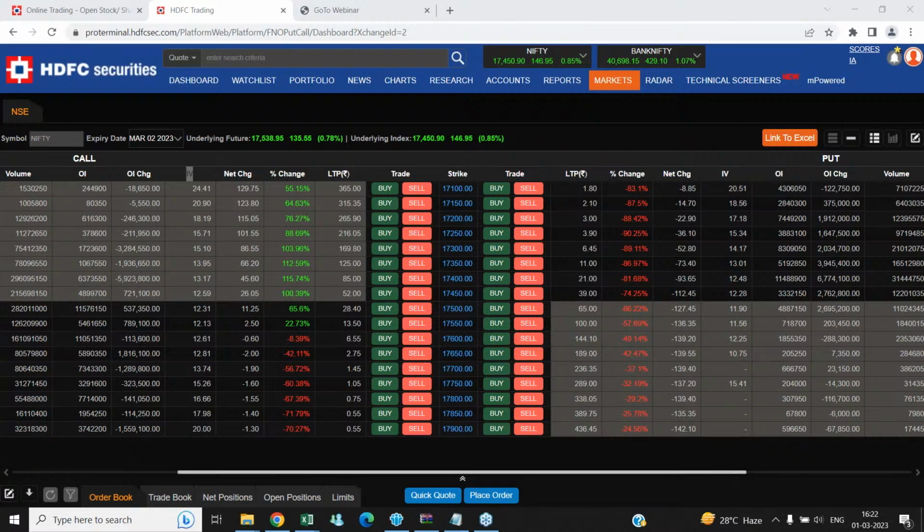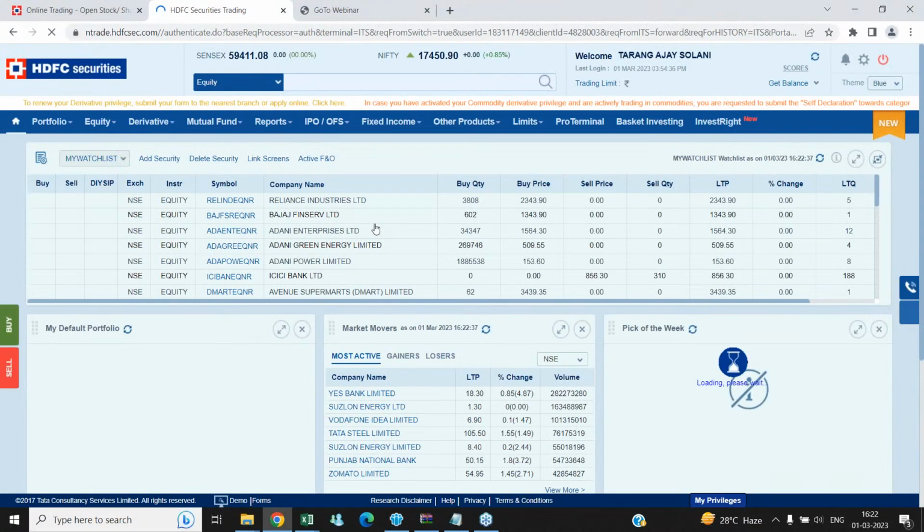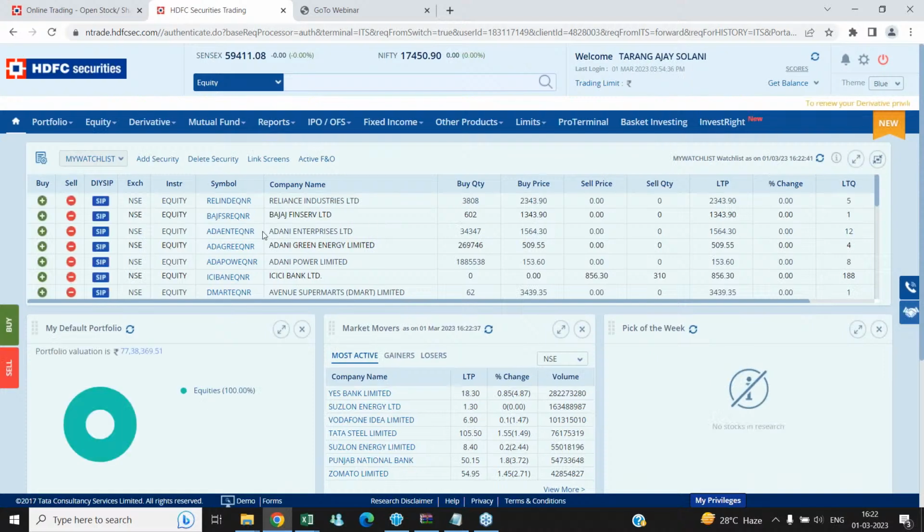So here you basically need to execute from the single order window only. There are two ways to execute it. Firstly, you can execute on a single order window, each leg individually, or else you can go to our mPowered portal where there is a basket order functionality. You can use this basket order functionality to execute a multi-leg strategy in one single order window.